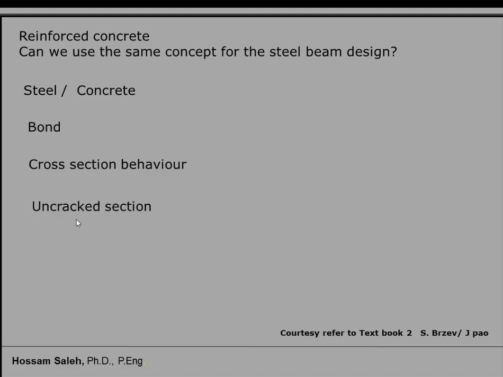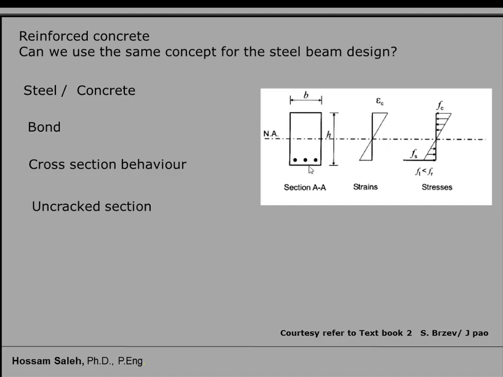We start with one condition of the section, which will be the uncracked section. If I look at the cross section here, A-A, the width of the beam is B and the height is H, and we have 3 bars in the cross section. The regular shape of the section will be like this, and when this section is subjected to a bending moment, the section changes to be inclined like that.